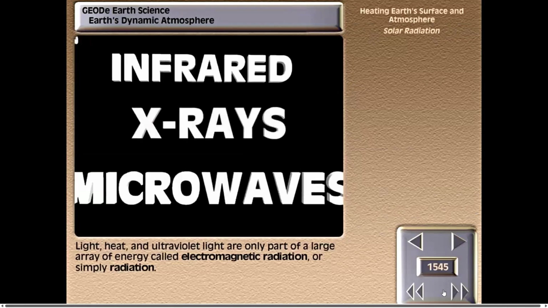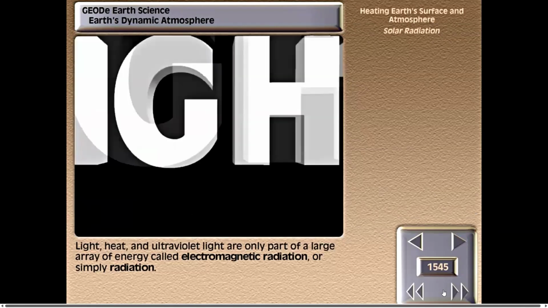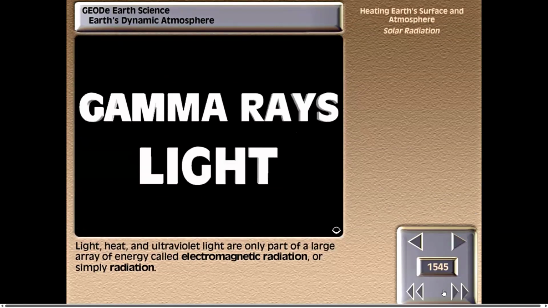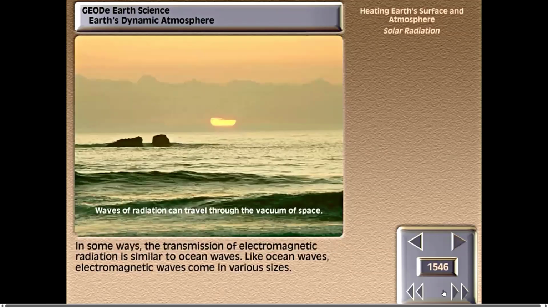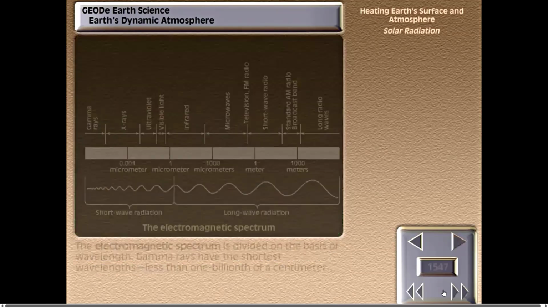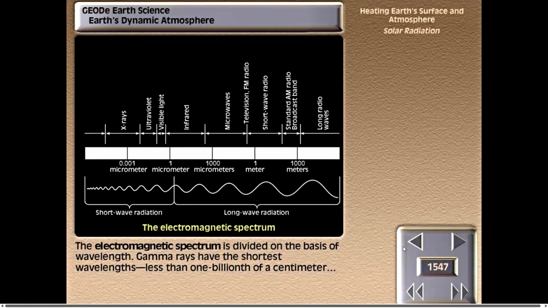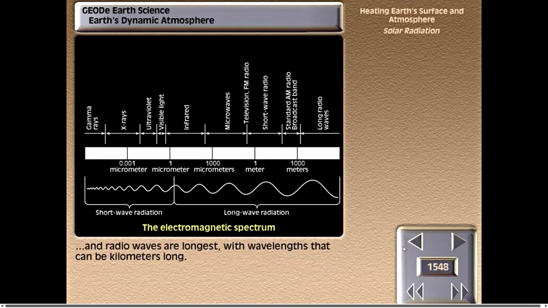Light, heat, and ultraviolet light are only a part of a large array of energy called electromagnetic radiation, or simply radiation. In some ways, the transmission of electromagnetic radiation is similar to ocean waves. Like ocean waves, electromagnetic waves come in various sizes. The electromagnetic spectrum is divided on the basis of wavelength. Gamma rays have the shortest wavelengths, less than 1/billionth of a centimeter. And radio waves are longest, with wavelengths that can be kilometers long.